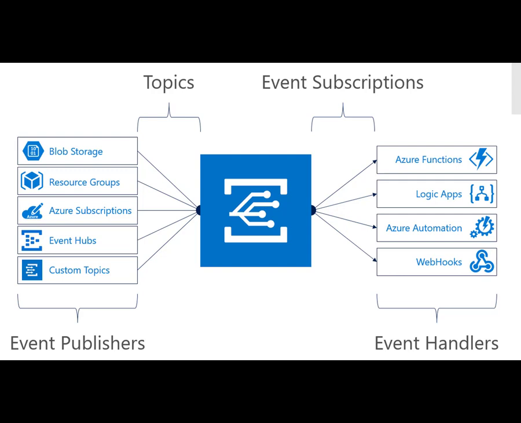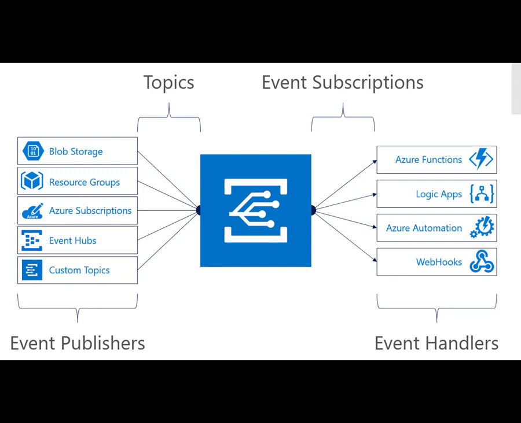So let's say I can publish my events related to blob storage to Event Grid, and then I can subscribe an Azure function perhaps, which will get executed when something changes in the infrastructure. So it's really a low-cost, scalable way of monitoring your infrastructure and then taking action.